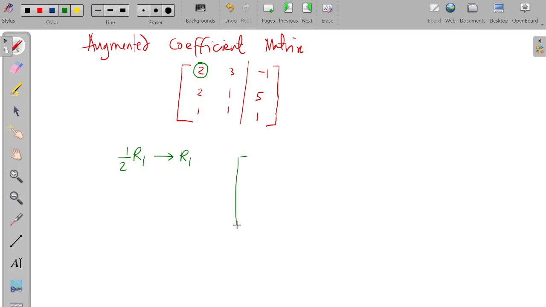If I do that, the resulting matrix will have 1, and I'm dividing this by 2, and then this by 2, and this by 2. The other ones remain the same. They are not changing. That is the first one.